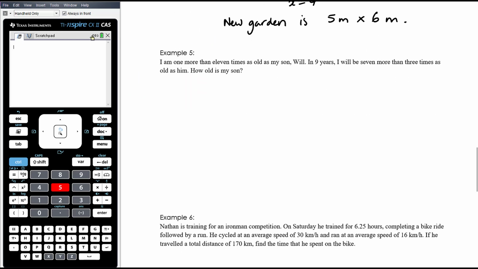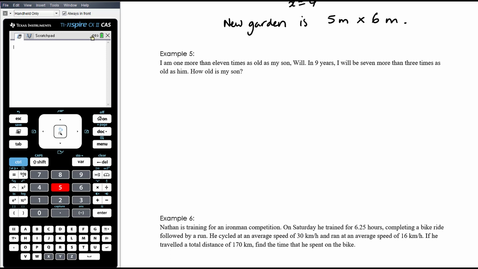Alright, example 5. I am 1 more than 11 times as old as my son Will. In 9 years, I will be 7 more than 3 times as old as him. How old is my son? Okay, so this is one of those classic examples I referred to earlier. Here we have 4 different quantities. We've got me, Will, who's my son, and our ages now and our ages in 9 years.